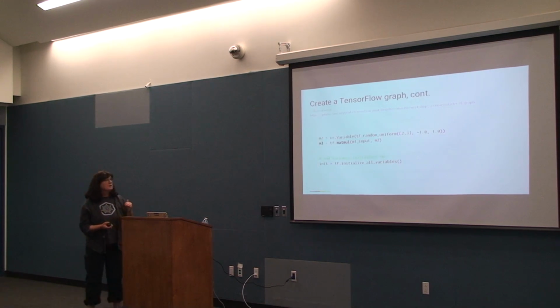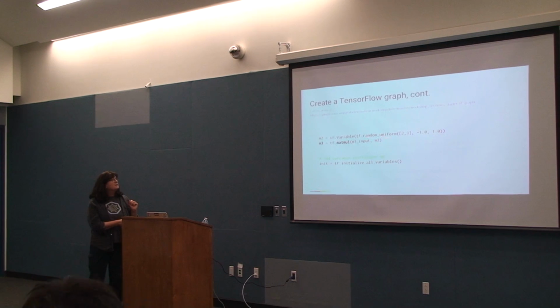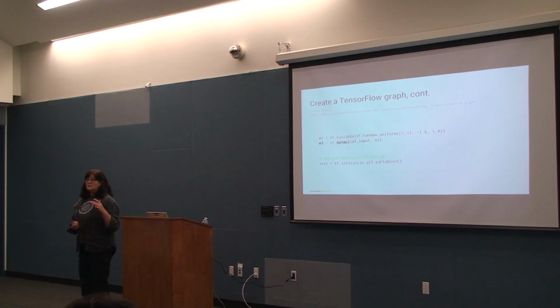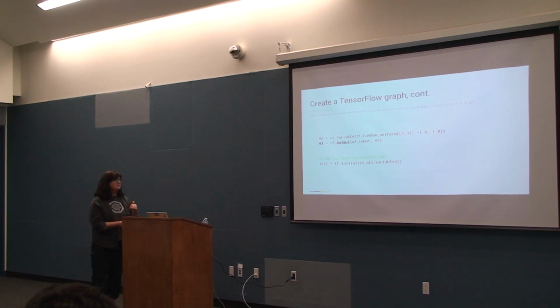Then we're defining a variable, M2, and we're saying it's of shape 2 by 3, and we're initializing it with uniform distribution values, between -1 and 1. So that's a variable, and we're defining how it's initialized.